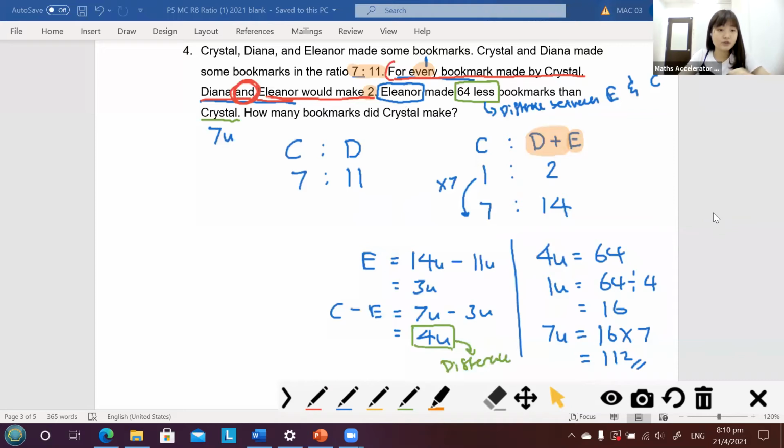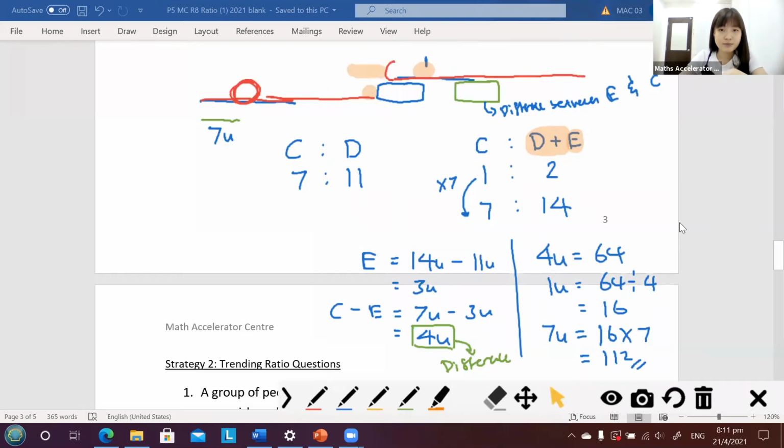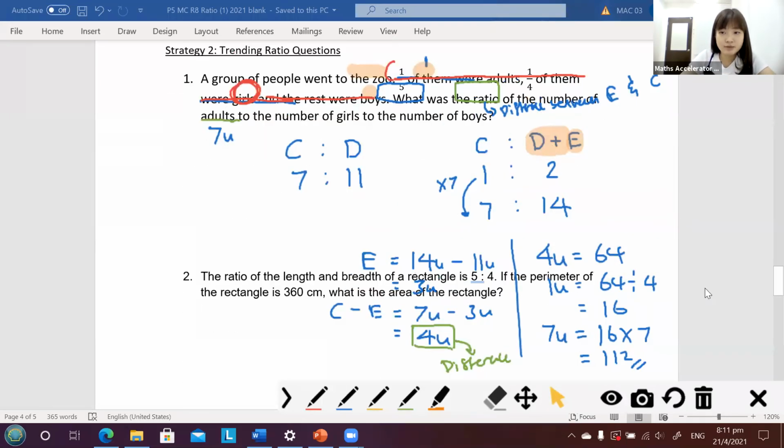All right, so let's go to the next question. Any other questions for question 4? So that means every time Crystal makes 1, Diana and Eleanor will make 2. Every time she makes 1, the two of them will make 2. That's what it means. All right, go to the next one now.